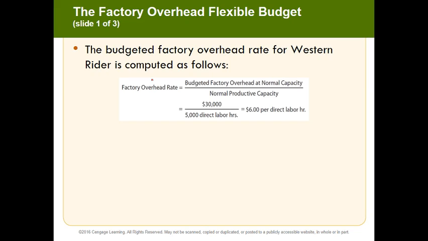Utilizing the information we had, the budgeted factory overhead rate for Western Rider would be computed by taking our budgeted factory overhead at normal capacity and dividing it by our normal productive capacity. So we were expecting $30,000 for 5,000 direct labor hours. This means that for the driver of a direct labor hour, we're looking at $6 per direct labor hour.